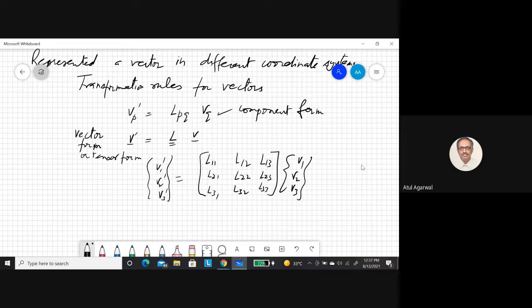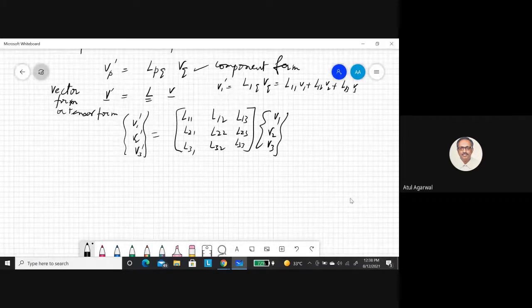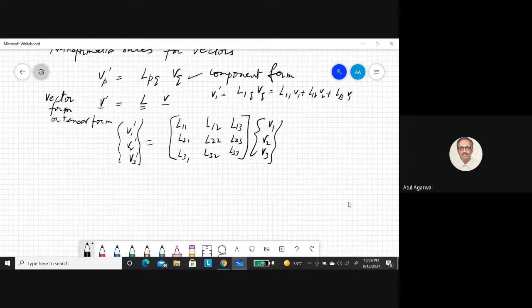Suppose your P is 1, what will you get? V1 prime is equal to L1Q VQ. This is nothing but L11 V1 plus L12 V2 plus L13 V3. Same thing here, L11 V1 plus L12 V2 plus L13 V3. Nothing great about what I have done. It is just putting the basic stuff you knew from trigonometry in matrix form. Suppose you want to write a computer program, it will be easier to do it. Later on, when we go to stresses or tensors, this will be helpful.